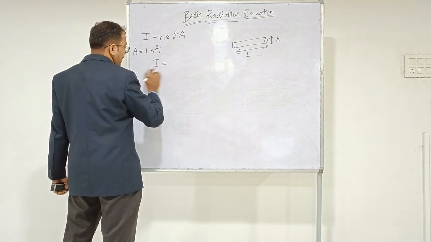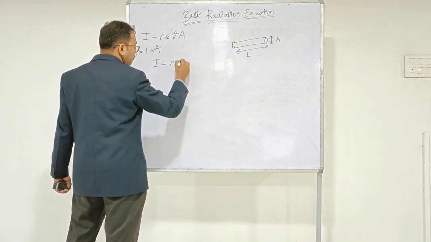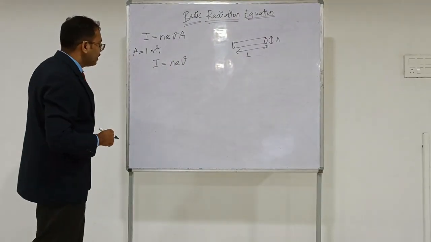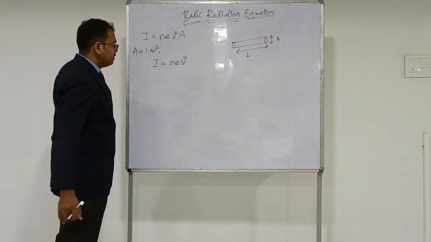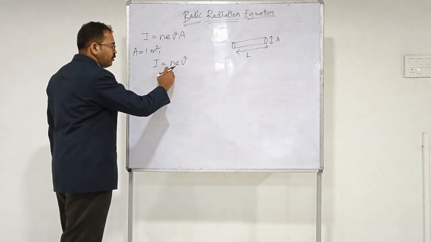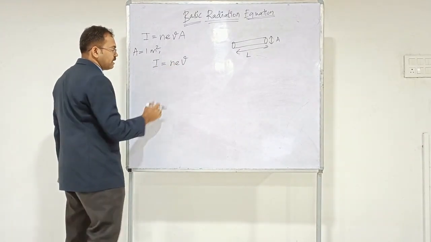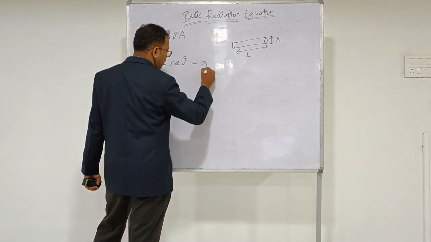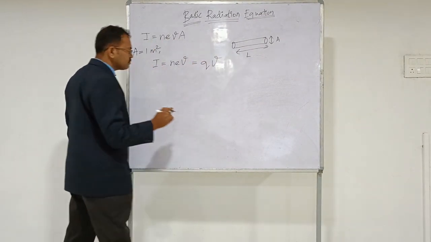Now the equation for current becomes I is equal to N into E into V, right? So this is drift velocity. So what is the product of N into E? Number of electrons into charge of the electron. So let me represent this as Q into V.